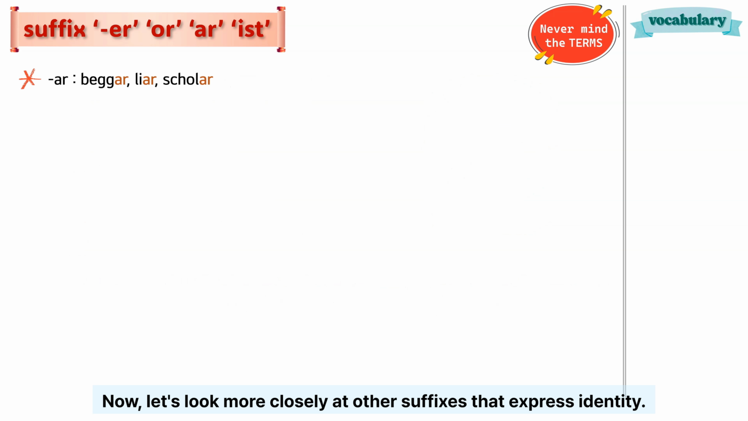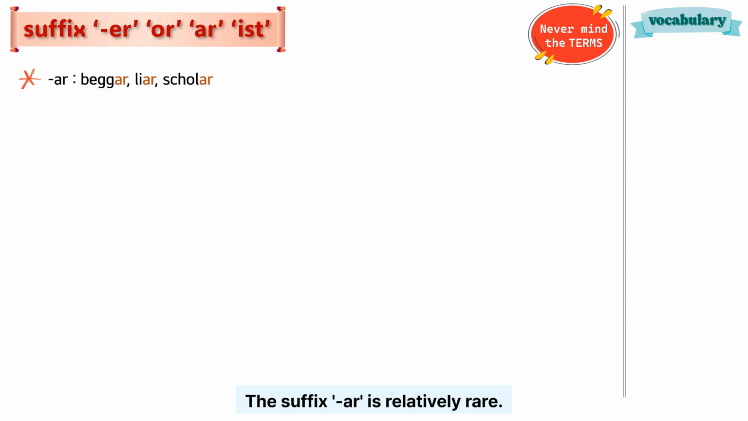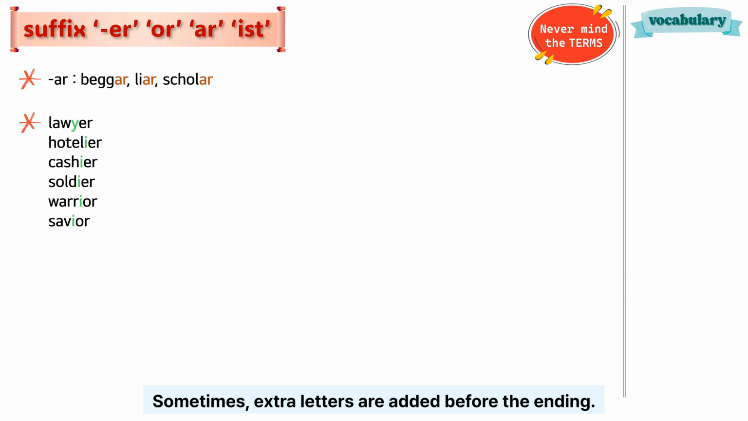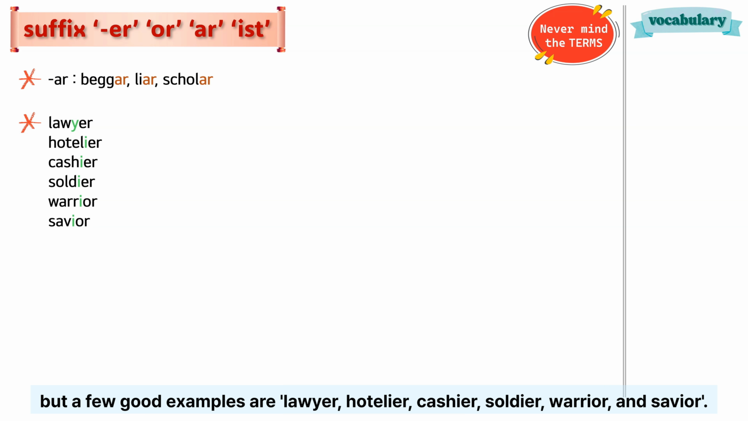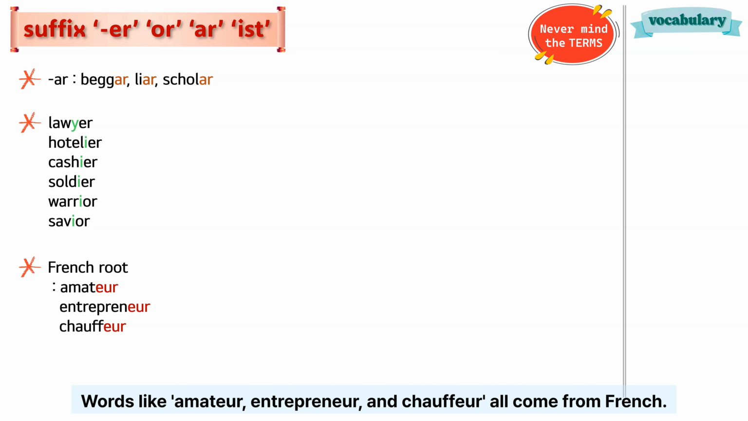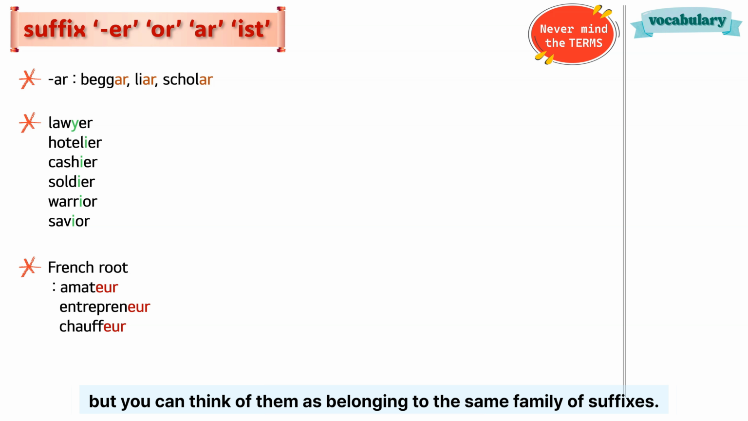Now let's look more closely at other suffixes that express identity. The suffix ar is relatively rare. Still, we have some well-known words such as beggar, liar, and scholar. Sometimes extra letters are added before the ending. There are not many, but a few good examples are lawyer, hotelier, cashier, soldier, warrior, and savior. English has also borrowed endings from French. Words like amateur, entrepreneur, and chauffeur all come from French. Their roots are different, but you can think of them as belonging to the same family of suffixes.